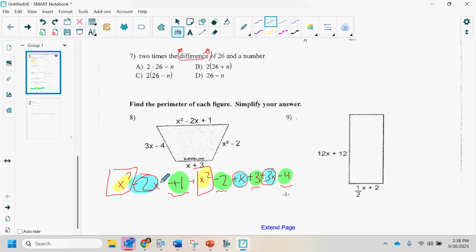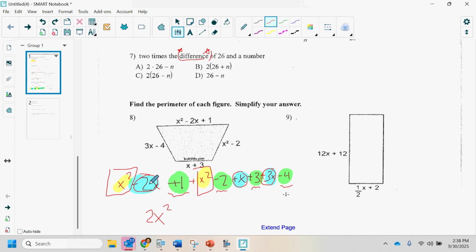All right, so now I have x squared, right? So I have 1x squared plus another x squared. That gives me 2x squared. So when we're combining like terms, what we're counting does not change. So we're counting x squared, so that doesn't change.